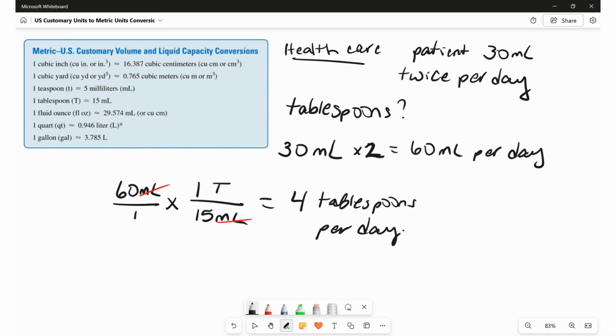As you can see, these conversions are the same things that we have been doing every single time. It's just a matter of looking at the conversion factor and using that to convert what you have into what you need.